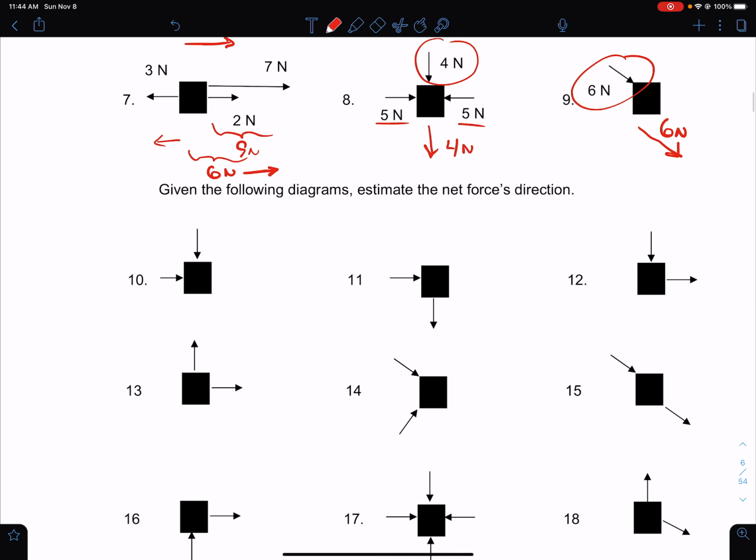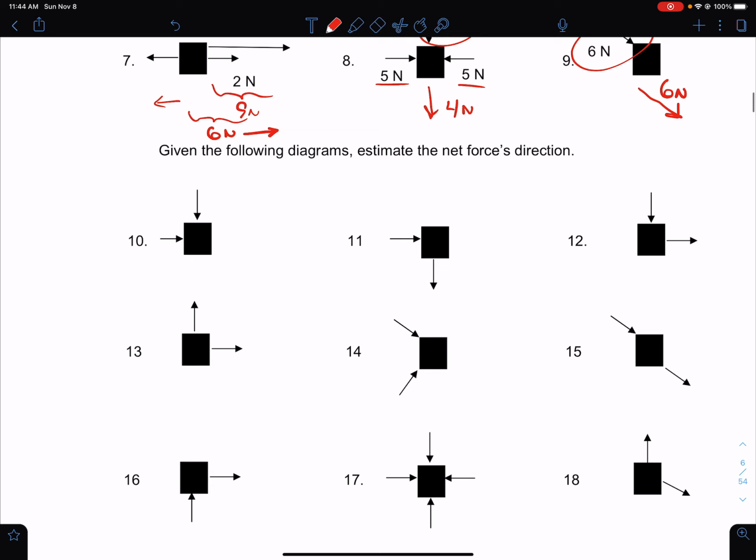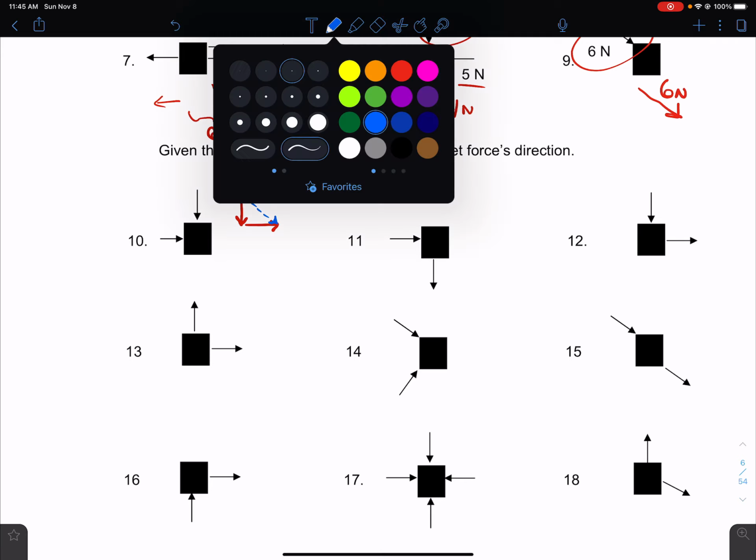Number 10, there are no numbers here, but where would this go if we were going to draw this out? Well, this would be like the vector diagrams that we had been working on. We have 2 vectors working concurrently on the box. So what we could do is we could draw the first one here, and then the second one, you draw it right after it. So our resultant vector would look something like this. So it would go to the lower right.